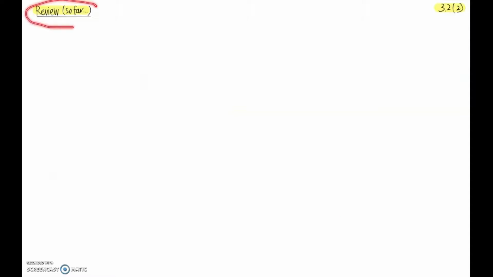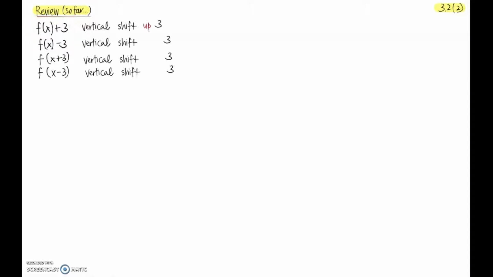Let's just review so far the transformations that we know. There are a couple more we're going to learn, but let's just review what we've got so far. These were the 4 that we saw last time. These top 2, think to yourself, is this a vertical shift or a horizontal shift? This first one is definitely a vertical shift up 3. Here, we have a vertical shift down 3. And then these guys must be the horizontal shifts.